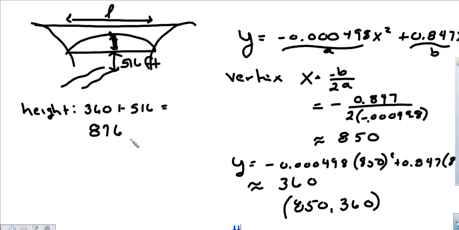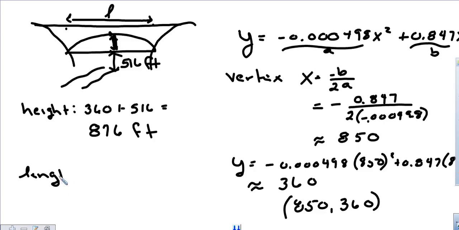Please don't just write 876. 876 what? Well, what unit was I using in my measurements? I was using feet. So it's 876 feet. Now, I need the length. I want to go from here to here. The length of the bridge above the arch. And so from here to here was 850 feet.